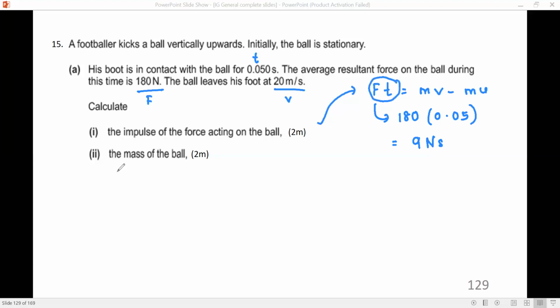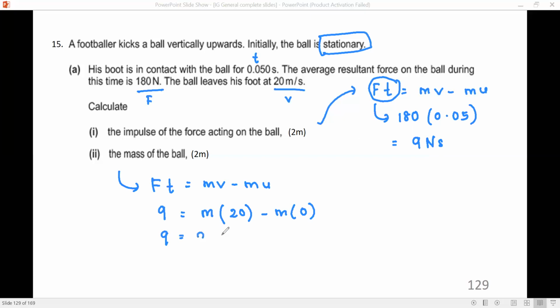Then for the mass of the ball, Ft equals mv minus mu. Since we already have the value of Ft, which is 9, you can put in all the information you already know. M we don't know, we are trying to find m, v is 20, and u is 0, because the ball is initially at rest, stationary. So 9 equals 20 m. So m is 9 divided by 20, which gives m equals 0.45 kg. This is how you get the mass of the ball. Both of these questions are 2 marks each. So these are some examples of how to calculate impulsive force in questions.